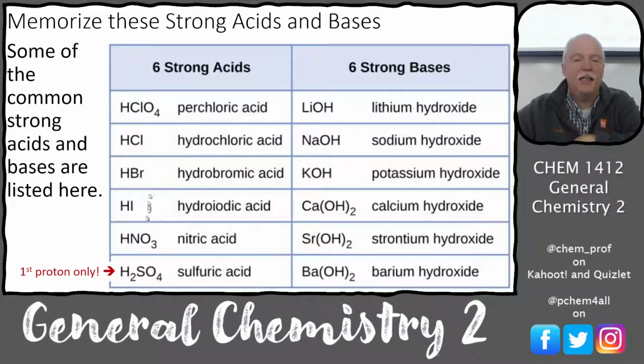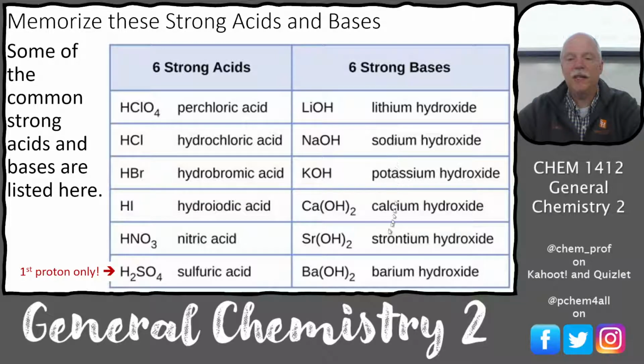Then we have nitric acid, again, a very strong acid. And then sulfuric acid is listed in this table, but it's the first proton only. So we will deal with sulfuric acid in the equilibrium acid-base section, but a lot of times it's just the second proton that we're dealing with. So we'll study that. So memorize these as your strong acids.